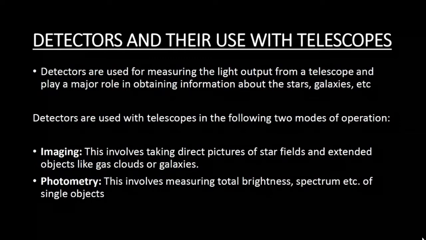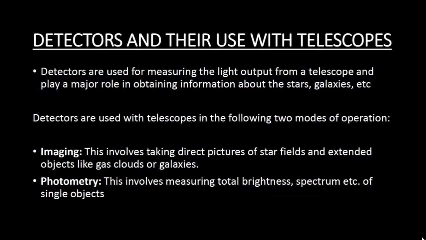The second one is photometry, and this involves measuring the total brightness or spectrum, etc., of an object. Compared to the imaging mode, poorer images are acceptable in this case. But the stellar image has to be small enough to enter an aperture or the slit available in the spectrograph.